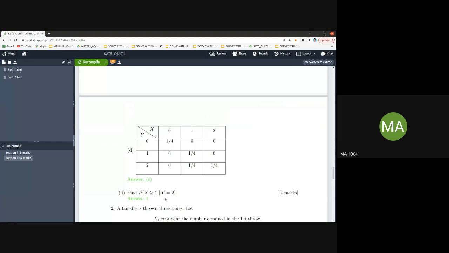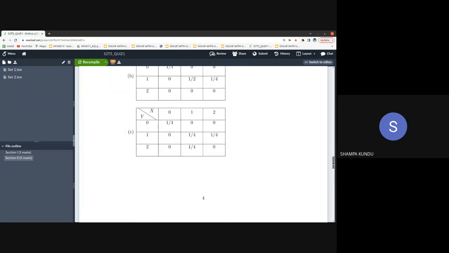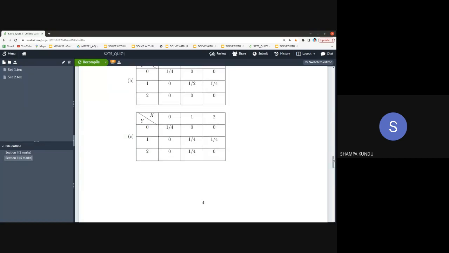So conditional probability will be joint divided by marginal. That means we have to divide by the probability that y is equal to 2. So what is the probability that y is equal to 2? 1 by 4 plus 1 by 4, that means half. So y is equal to 2 is 1 by 4? No, 1 by 4 plus 0, if the answer is C.